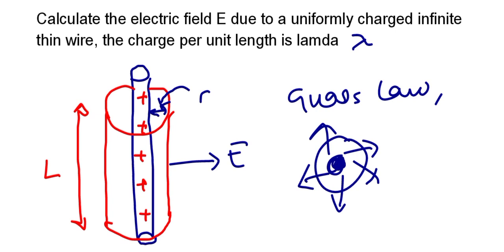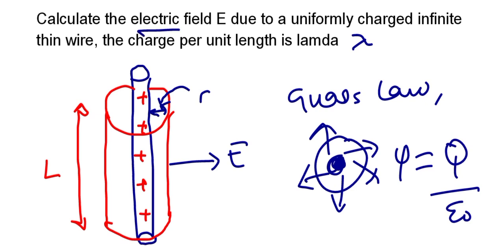The surface, the Gaussian surface. The flux is equal to the charge inside it divided by epsilon naught. That's the overview of Gauss law. So now the question we have here is that what?